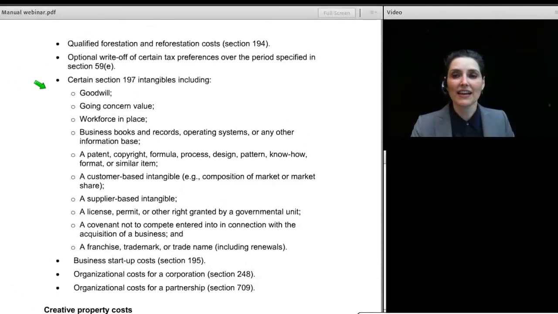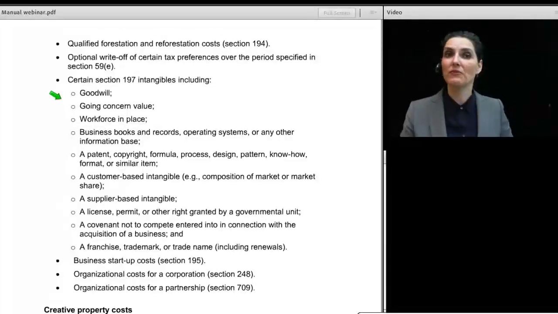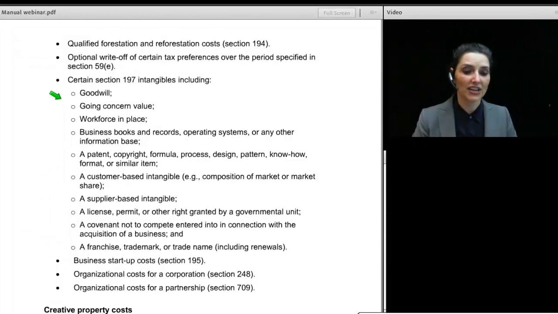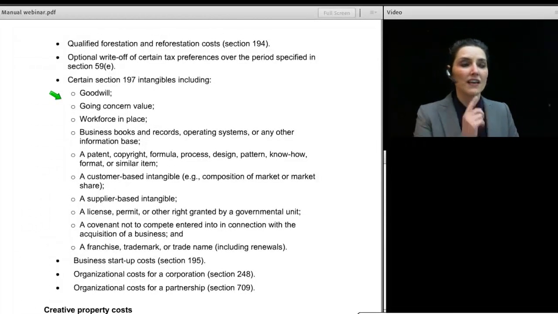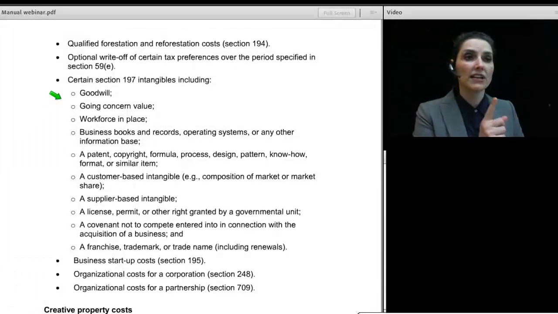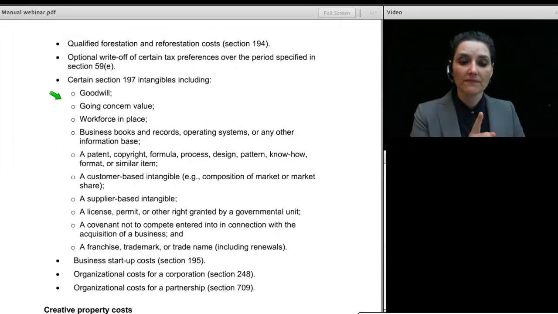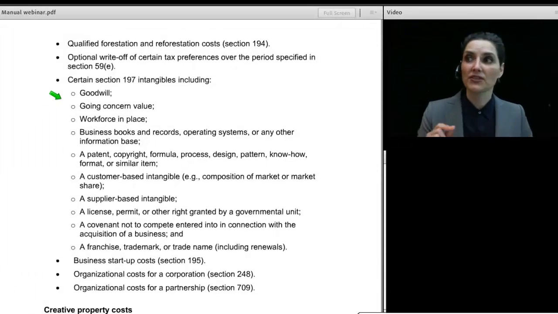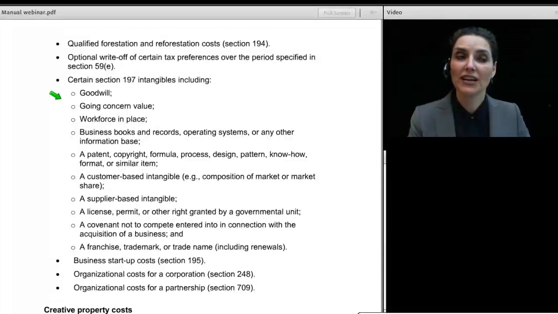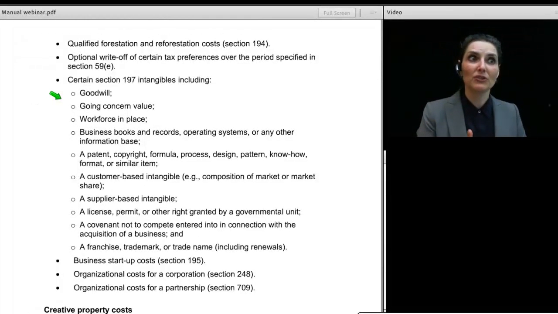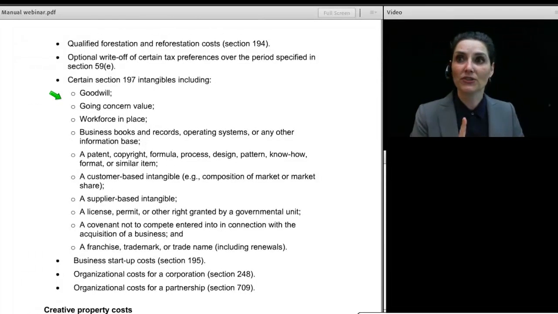Certain section 197 intangibles, including, oh, these are interesting because just about everything we'd ever amortize falls under this section. This one you need to know. Interestingly, section 179 and section 197 have the same three digits, but they're completely different sections. They both have something to do with depreciation and amortization, and don't confuse them.